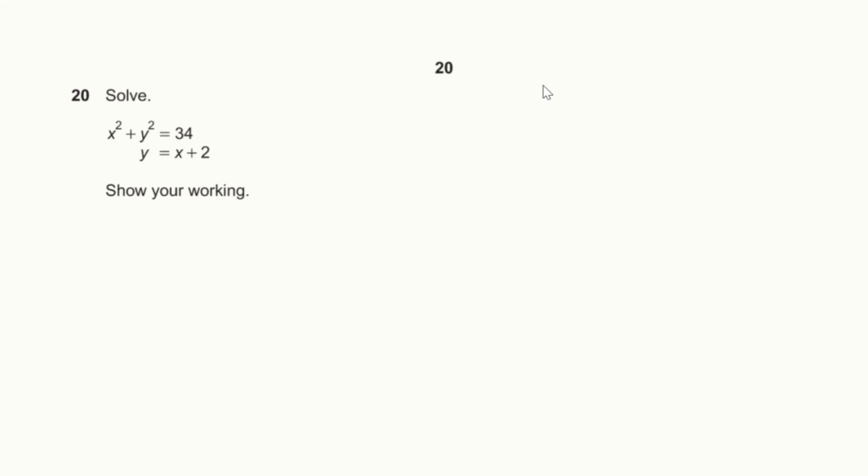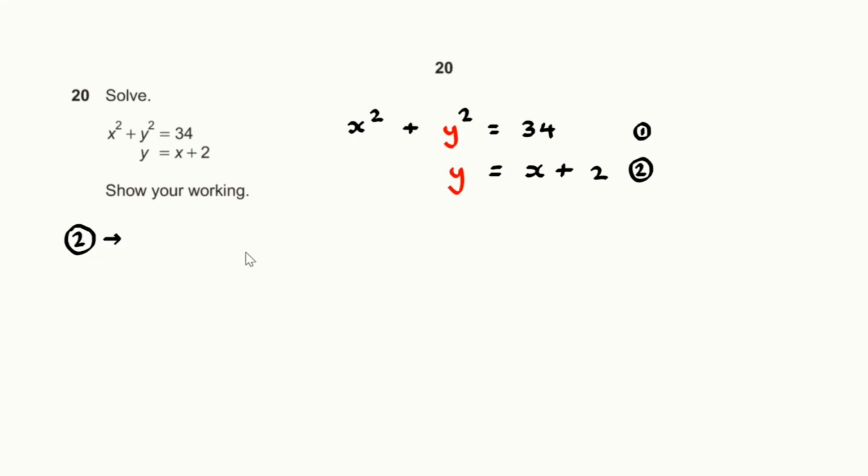Question number 20, we have to solve the equation x squared plus y squared equals 34 simultaneously with y equals x plus 2. If I call this equation 1 and if I call this equation 2, we can substitute equation 2 into equation 1.